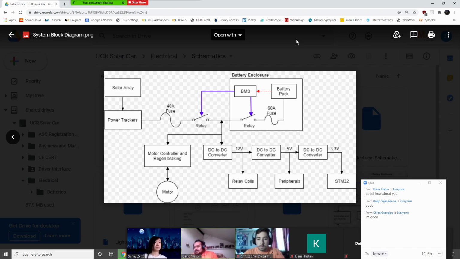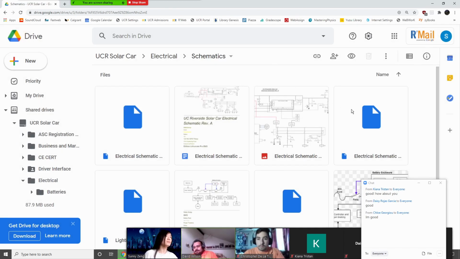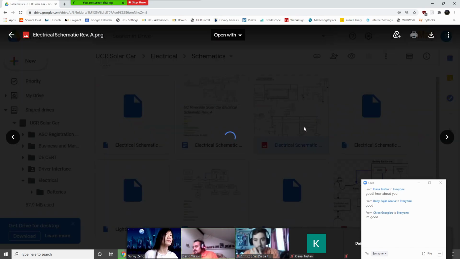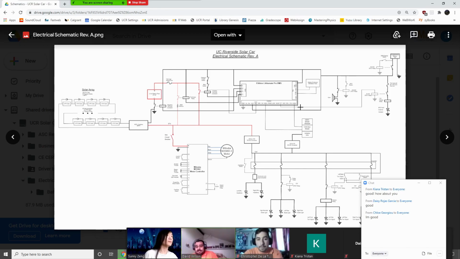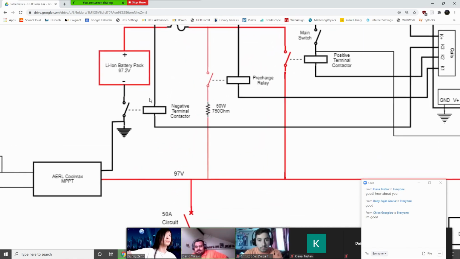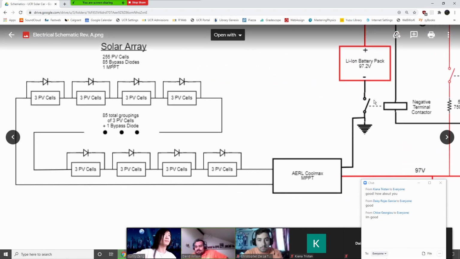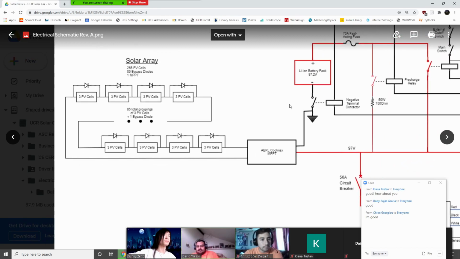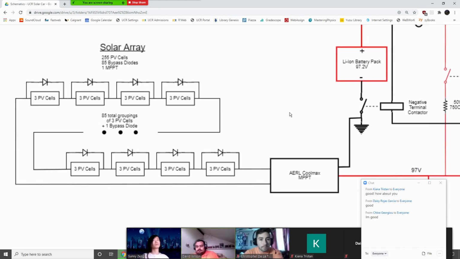If you go ahead and back out of this, Sunny, you can go into the more in-depth one. This is the electrical schematic revision A. So don't be too intimidated by this. It's not too crazy. If you can attempt to zoom in again, Sunny, that'd be appreciated. And then go ahead and start on the left side. So all these are sectioned off as well. And we're going to start off in the solar array section.